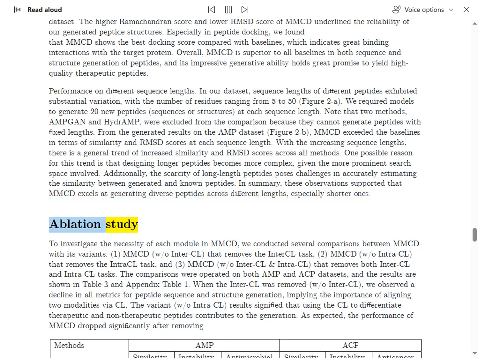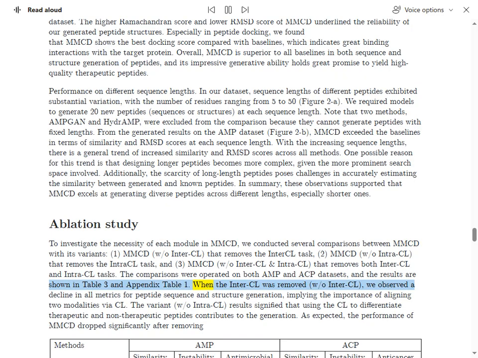Ablation study. To investigate the necessity of each module in MMCD, we conducted several comparisons between MMCD and its variants. 1. MMCD without interCL, that removes the interCL task. 2. MMCD without intraCL, that removes the intraCL task. And 3. MMCD without interCL and intraCL, that removes both interCL and intraCL tasks. The comparisons were operated on both AMP and ACP datasets, and the results are shown in Table 3 and Appendix Table 1.